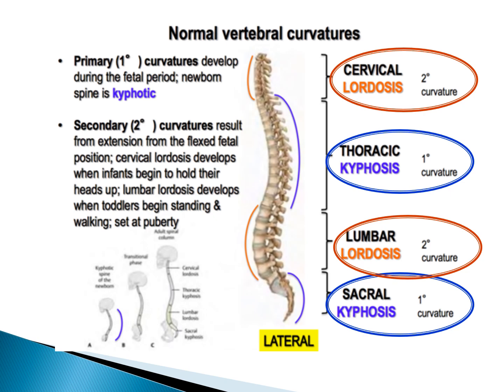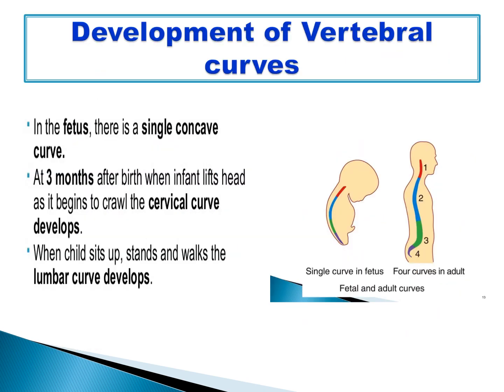So normal vertebral curvatures are 4. Primary are thoracic and sacral. Secondary are cervical and lumbar. Primary appear during the fetus. So in the fetal period, there is a single curve. At 3 months after the birth, when the infant begins to hold up the head and crawl, the cervical curve develops. When the child sits, stands and walks, the lumbar curve develops.